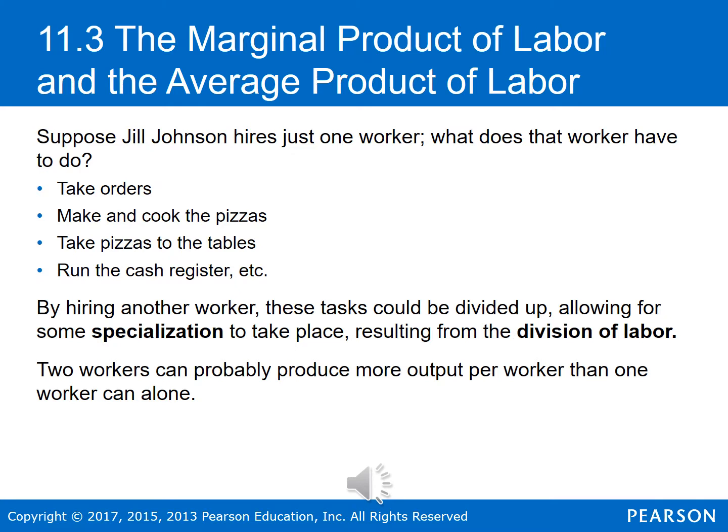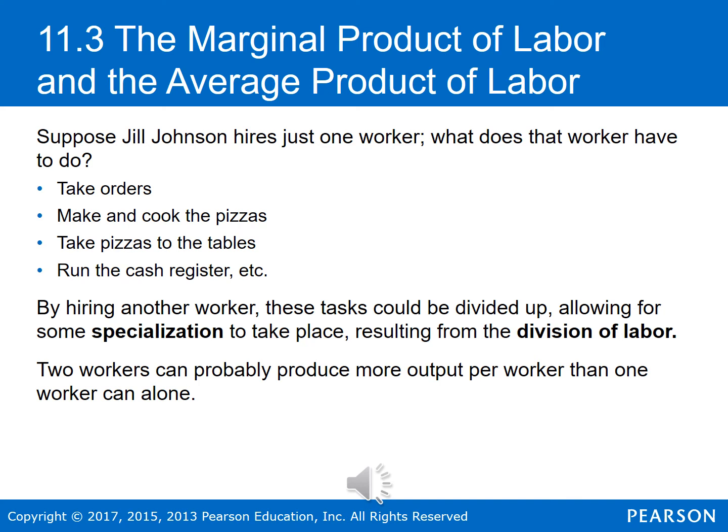So now let's think through how Jill's pizza shop is going to create pizzas with the number of employees they have, how they're going to transform these inputs into pizzas. So suppose Jill hires just one worker. That worker has to take orders, they have to make and cook the pizzas, take the pizzas to the table, run the cash register, and basically do everything. So by hiring one additional worker, these tasks can be divided up, allowing for some specialization to take place, resulting from the division of labor.